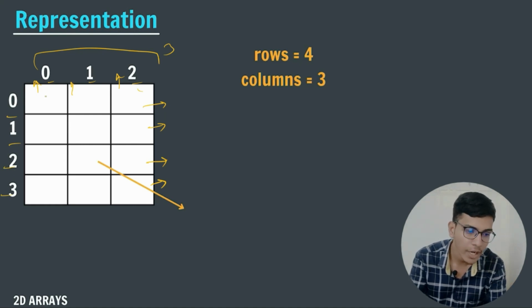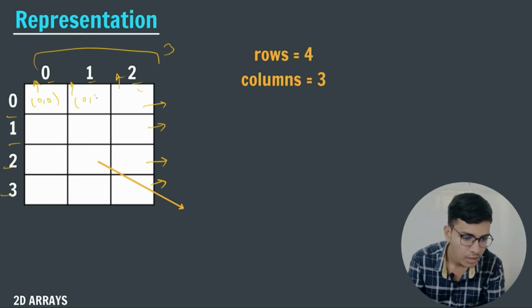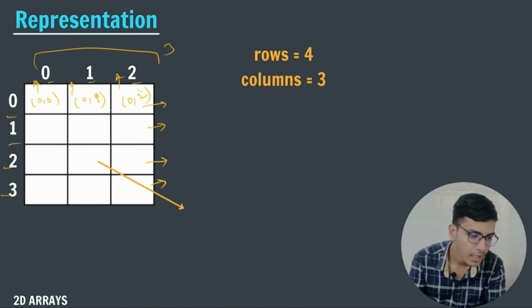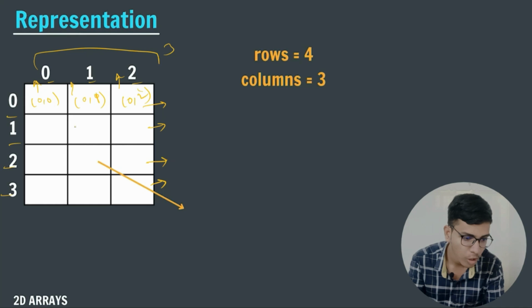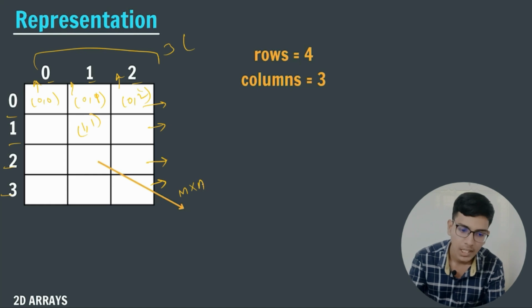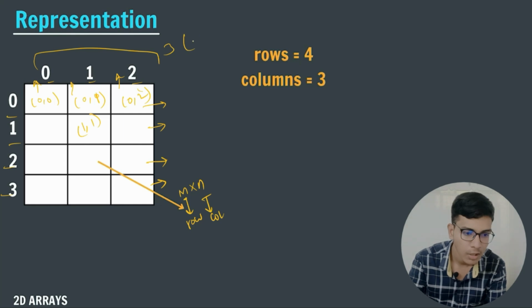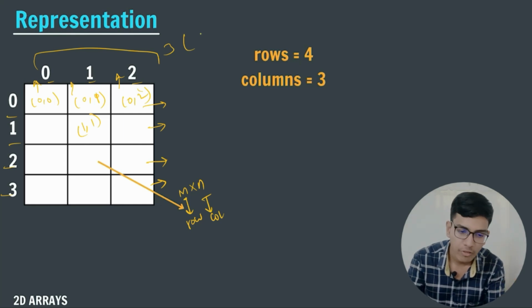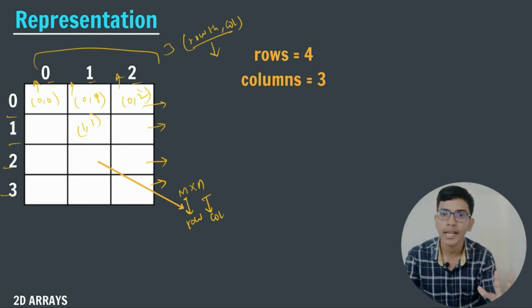Here you can locate each block as 0, 0. Then 0, 1, then 0, 2. Suppose you can locate this particular block as 1, 1. Let us consider that this two-dimensional array is of m cross n size. Here m represents the number of rows, and n represents the number of columns. We will locate a particular block by writing the row number first, followed by the column number. This is how we locate a particular block in a two-dimensional array.